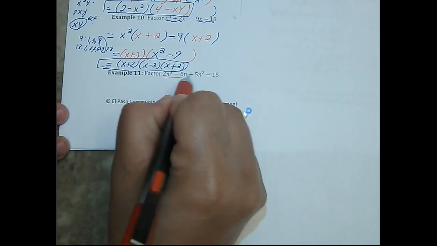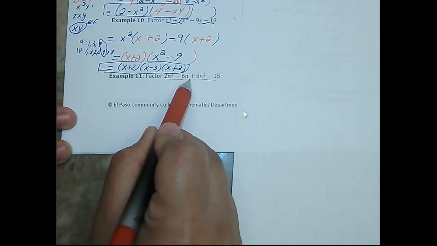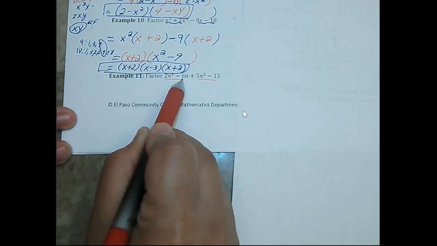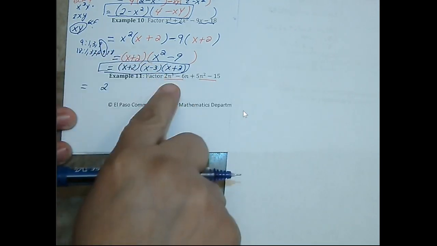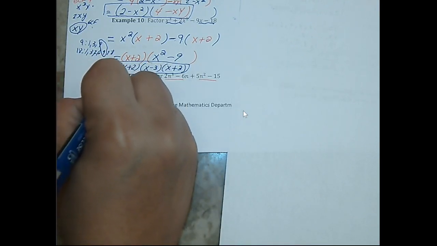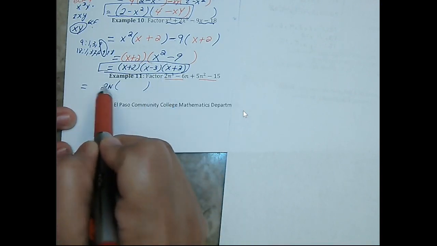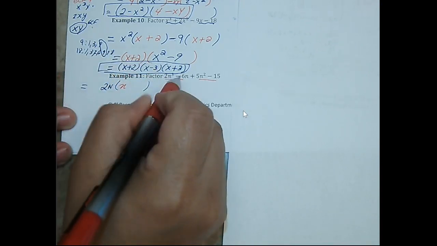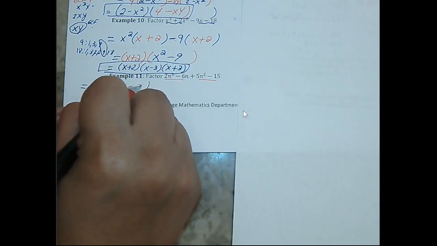Let's try another one. Okay, so let's look at this group here and this group here. So 2n cubed minus 6n, the greatest common factor for the 2 and the 6 is going to be a 2. And the greatest common factor for n cubed and n is going to be n. So if we divide, 2n cubed divided by 2n is going to give us an n squared. And 6n divided by 2n will give us a minus 3.